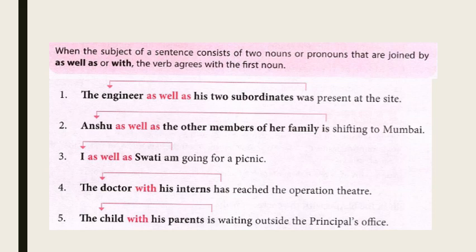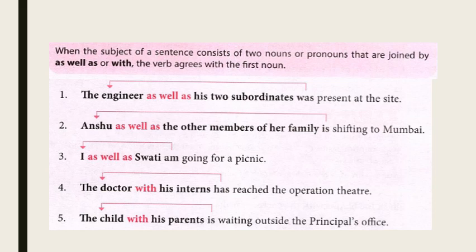What is the first subject? The first subject is engineer. Engineer is singular, so we use a singular verb. Again, Anshu as well as the other members of her family. Now the second noun is other members of family. Though it is a plural noun, we will not use a plural verb because it is connected with as well as, and the verb will agree with the first noun, which is Anshu, and that is a singular person, right? That is why we use the verb is.